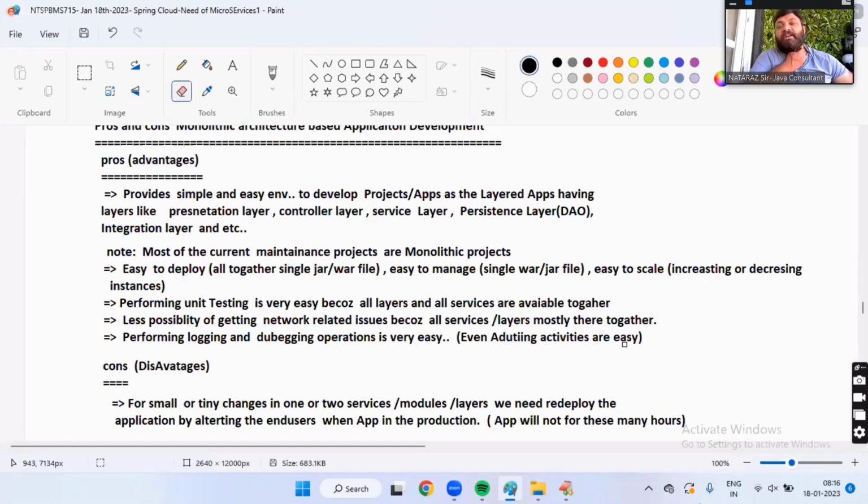This is not a completely bad architecture, Babu. The entire banking system is still running on this one only. Slowly, now we are moving to microservice architecture, right? Okay, these are the advantages.